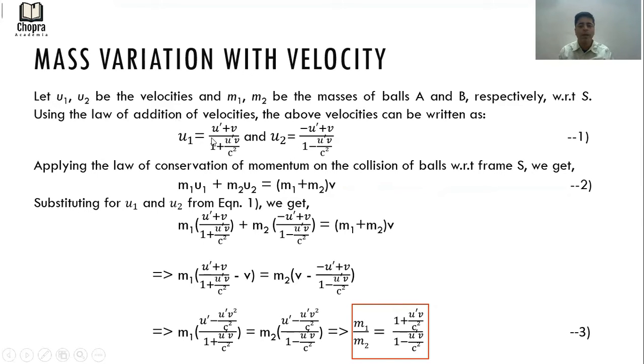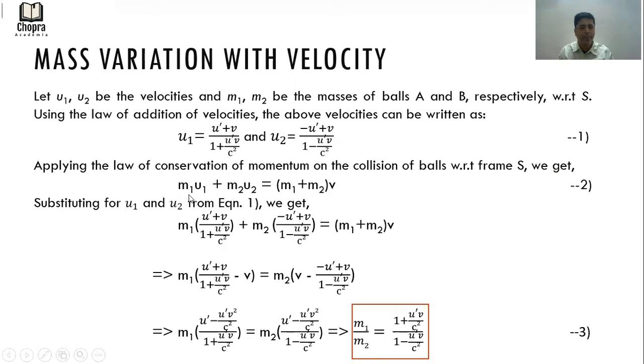So here you write u2 is equal to minus u dash plus v by 1 minus u dash v by c square. That is equation number 1. Now it is very important to understand that law of conservation of momentum holds good here also, and so we apply the law of conservation of momentum on the collision of balls with respect to frame S. So we get m1 u1 plus m2 u2 is equal to m1 plus m2 times v.